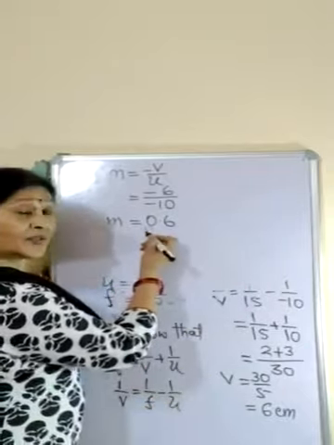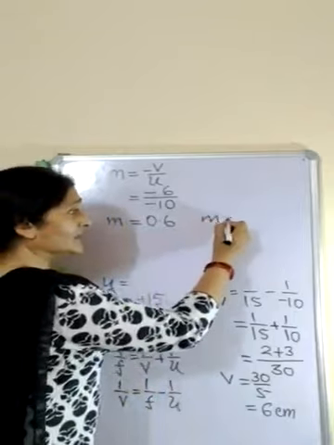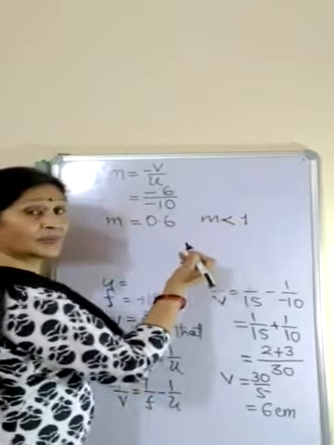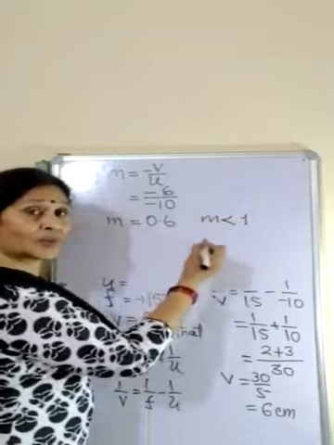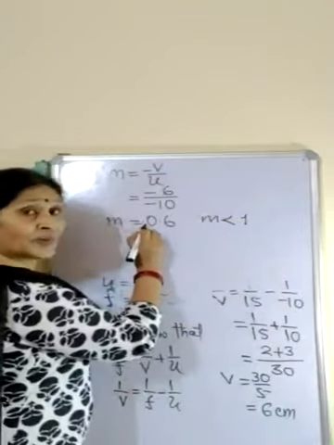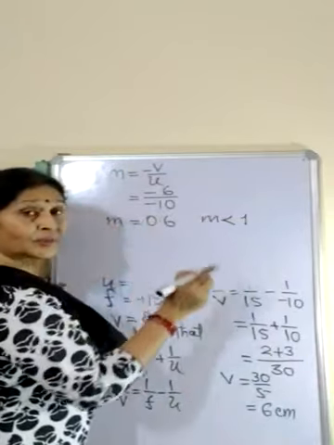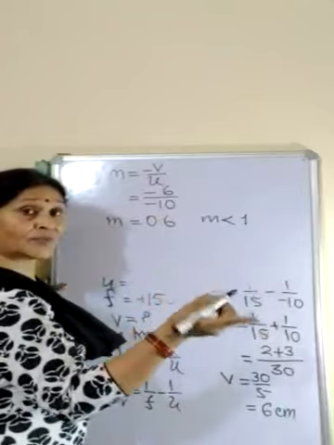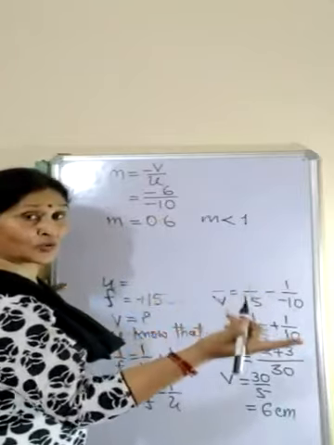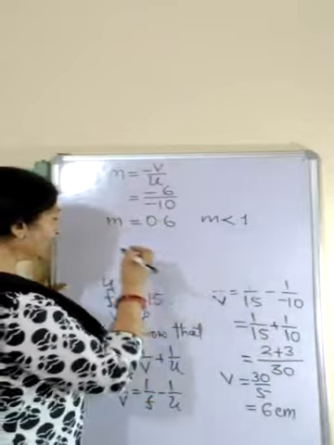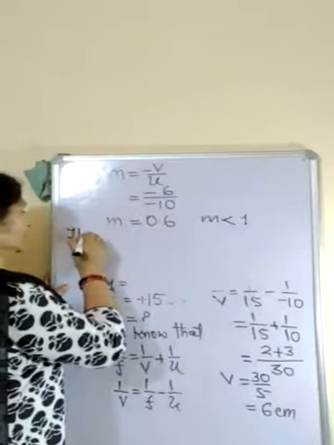As magnification is less than 1, the image formed will be smaller than the object. And magnification is positive, means what? The image formed is erect. And when the image formed is erect, then it is virtual. Now let us write.